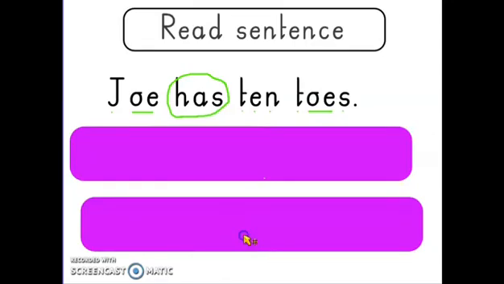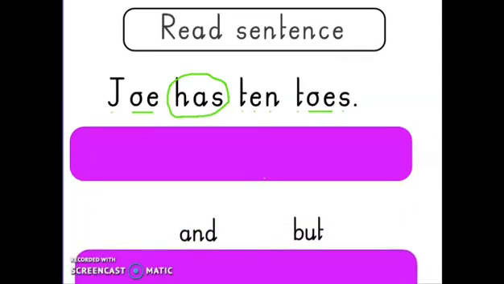So underneath here, I've got 2 words, 2 connectives, and and but. And what I'd like you to do is try and use those in a verbal sentence. So Joe has 10 toes and Joe has 10 fingers. You might try and use the word but as well for a challenge.